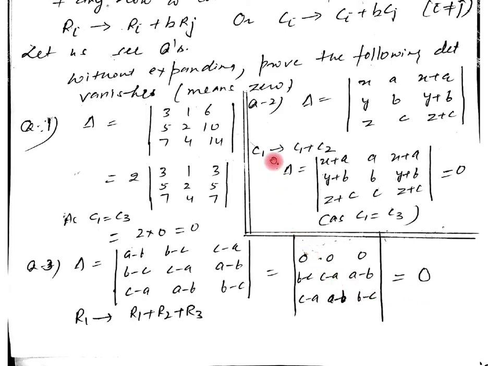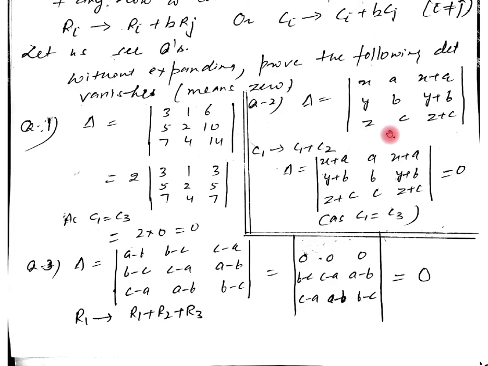Now let us see another question. This delta is given to be this. Again we have to prove that the determinant vanishes, meaning 0. We have to prove this without expanding. We have to prove that the value of this determinant is 0. It can be seen from the determinant when we add these two columns.